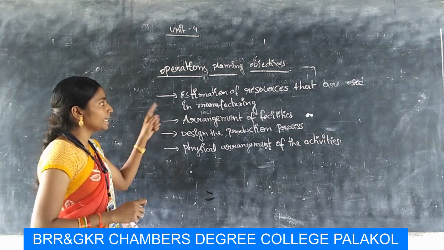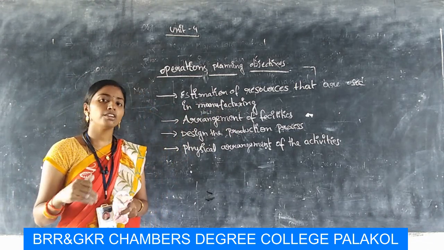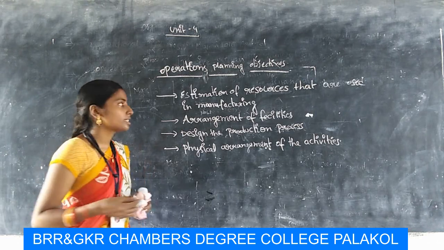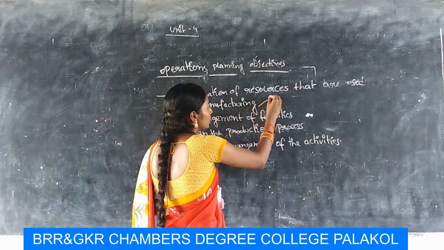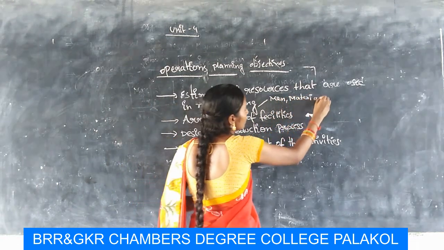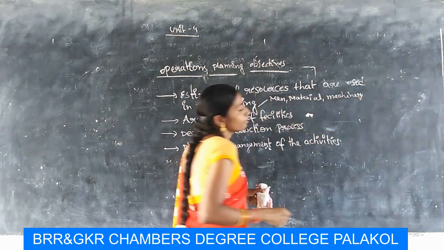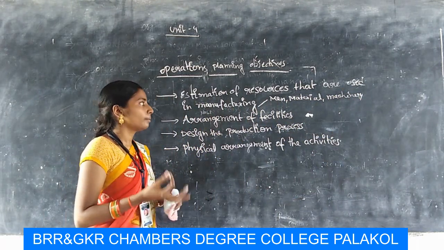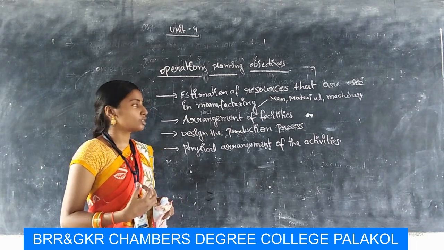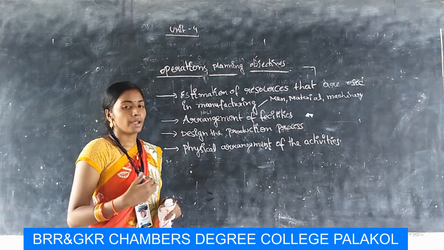The first one is estimation of resources that are used in manufacturing. We have to estimate the resources that are required for the manufacturing concern. For example, the resources or inputs, material, machinery, all these are to be estimated first. How much manpower we need, how much material and how much machinery power is needed must be decided first.